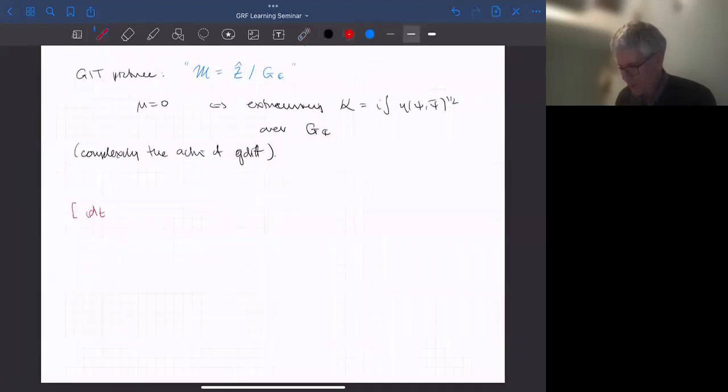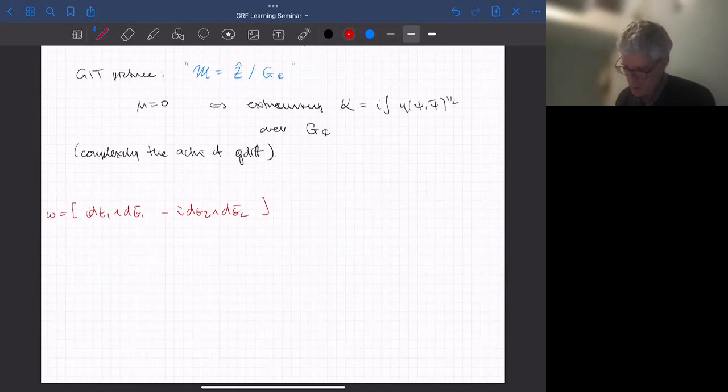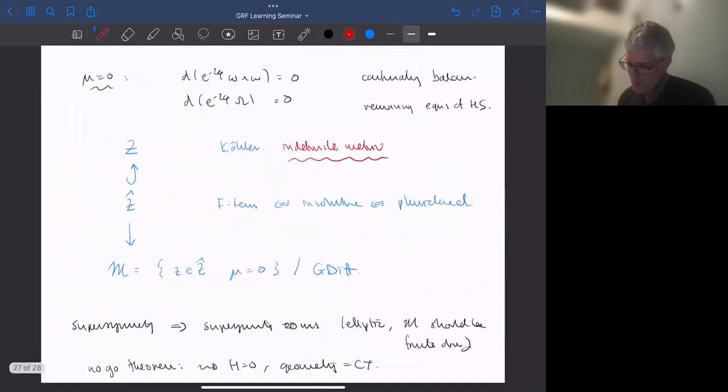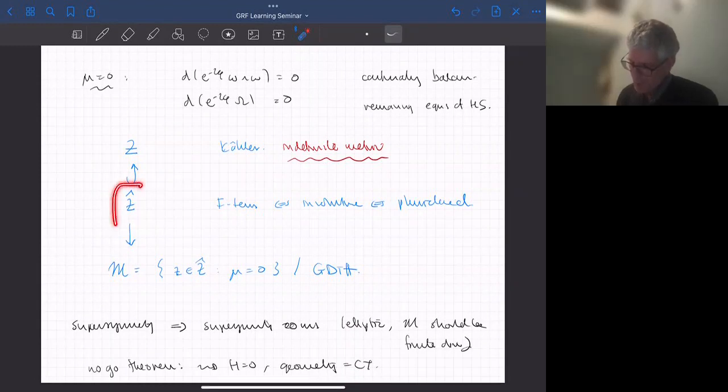So suppose I just have i dz1 wedge dz1 bar minus i dz2 wedge dz2 bar. So that's some Kähler form that has an indefinite metric with respect to the complex structure. And I just set z1 equal to z2, that's some holomorphic slice. Well, then omega restricted to z1 equals z2 is just zero. So when you restrict the Kähler structure on here to this slice, it can actually give you a degenerate symplectic structure. And that's exactly what's happening.